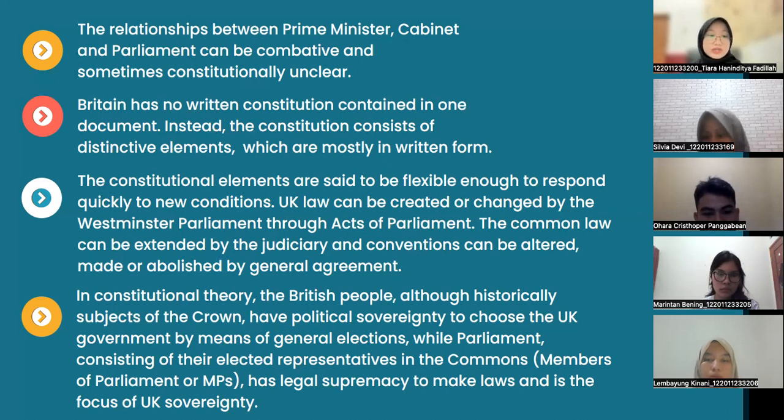And next, in constitutional theory, the British people, although historically subjects of the crown, have political sovereignty to choose the UK government by means of general elections, while parliament, consisting of their elected representatives in the Commons, members of parliament or MPs, has legal supremacy to make laws and is the focus of UK sovereignty.